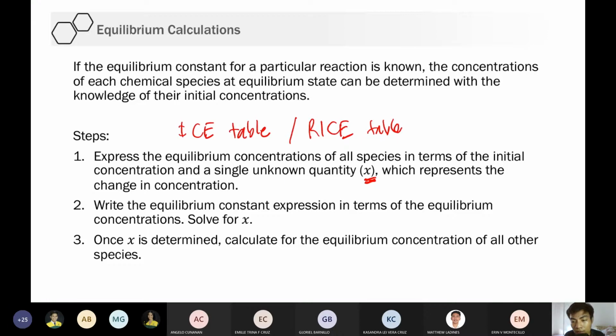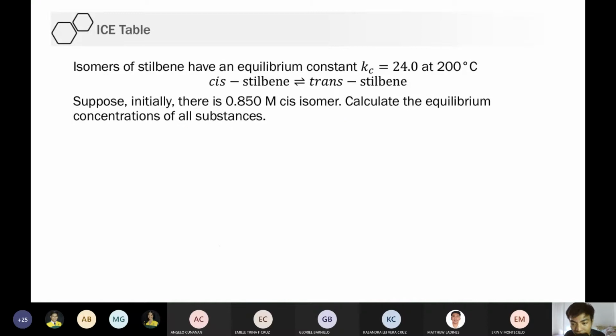So, what I said: first, make an ICE table. Second, list the initial amounts. Third, determine the changes, using the help of Q and K. After that, you solve for the value of X. Okay? So, let's try. This is easy, don't worry.